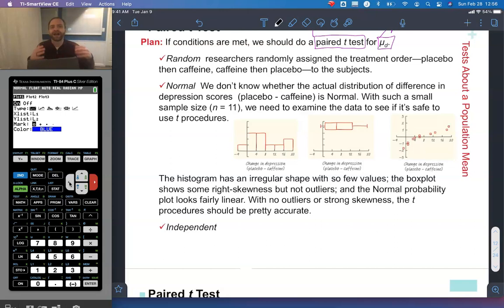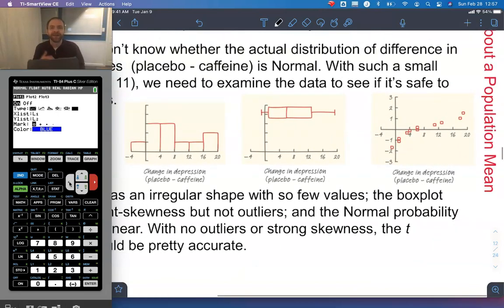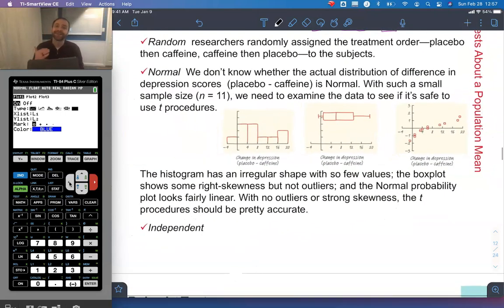If we look at this, we do not know the actual distribution of the difference in depression scores. We don't know if it's normal or not. So that means we better analyze the data that we have. And with such a small sample of n equals 11, you have to look at the graphs. They have these graphs already done for us: our histogram, our box plot, our normal probability plot. Now the histogram has an irregular shape, but there's so few values. The box plot does show some right skewness, but it does not show any outliers. And the normal probability plot looks fairly linear. With no outliers or strong skewness, the T procedure should be pretty accurate.